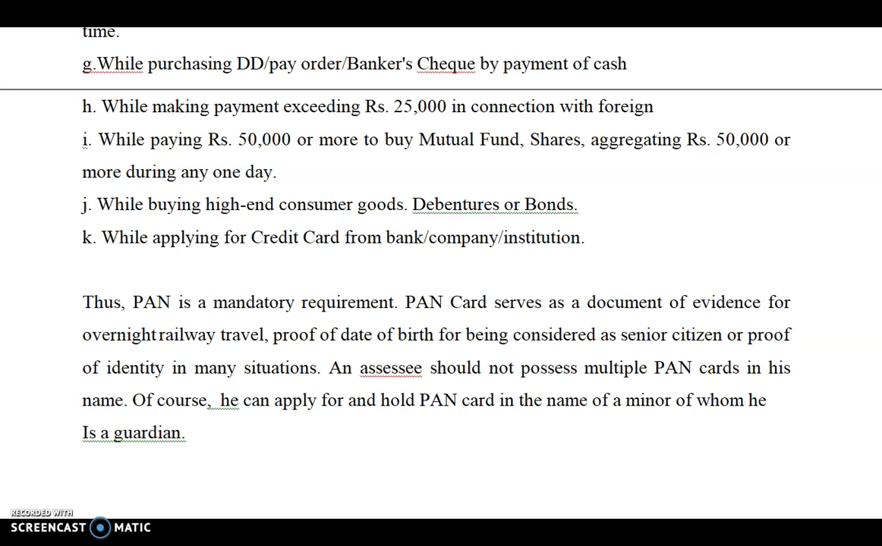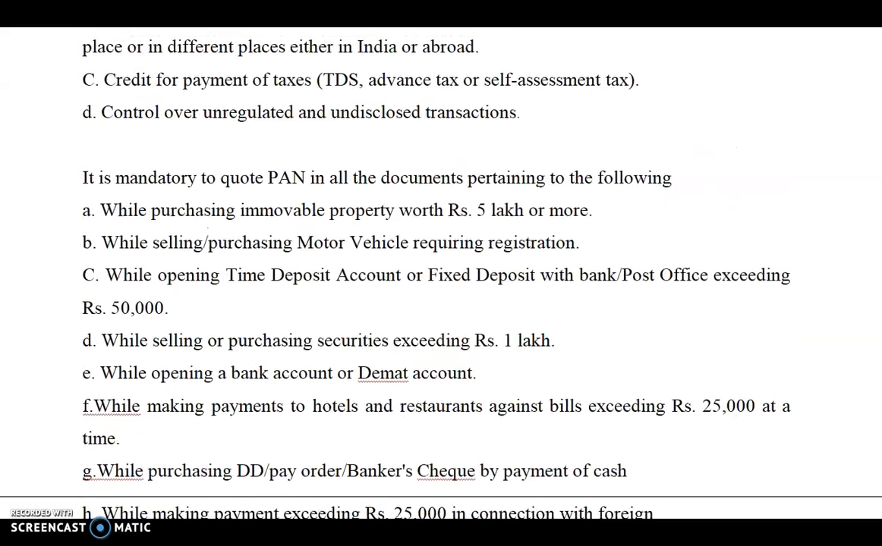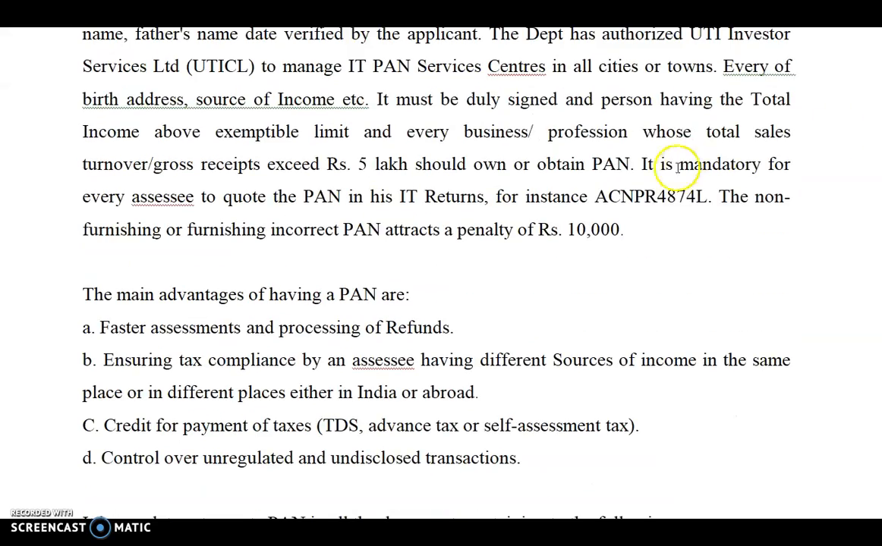It is an alphanumeric card. It's in a laminated format, where your name, father's name, date of birth, and PAN number are mentioned. So all these things will be mentioned in the PAN card. The first 5 digits are alphabets, the next 4 digits are numbers, and the last digit will be alphabetic. The last digit will be a check code. I showed you a particular thing.